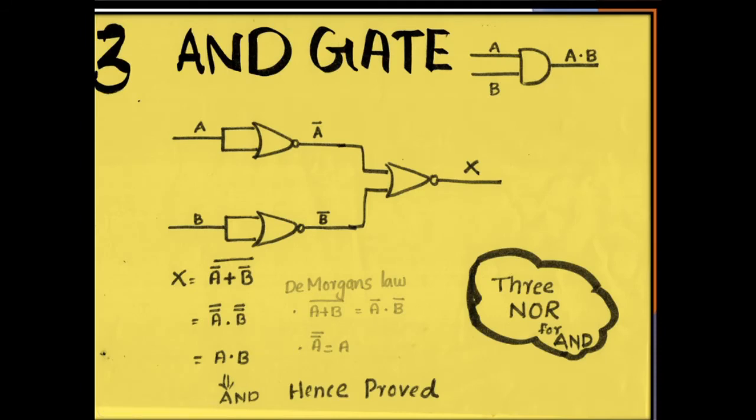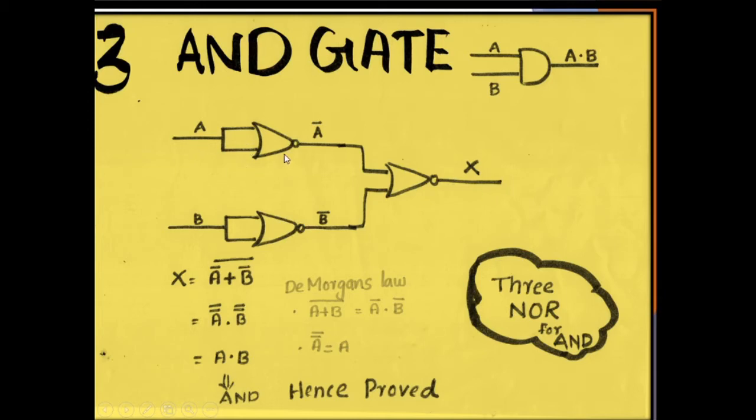Next is implementation of AND gate. What is the AND operation? With A and B as inputs, AND gate will give A dot B as output. A dot B or A and B. This is the output. We are realizing AND using three NOR gates. By this arrangement, let us check this digital circuit will give AND output.